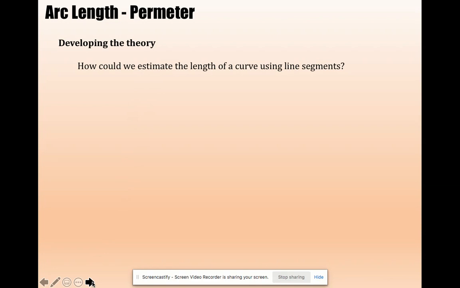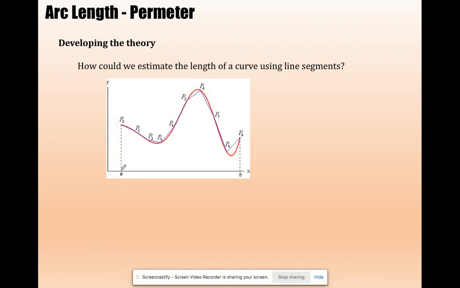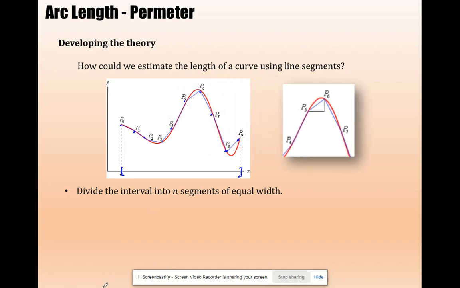Estimating the length of a curve using line segments means starting at some point A and stopping at some x value B. Chop up your curve into discrete line segments. You can figure out the length of each one of those segments. It's straight, right? And then add them up. You're not going to get the length of the curve, but you're going to get close. Well, I'm going to look at one interval here between the 5th and the 6th point.